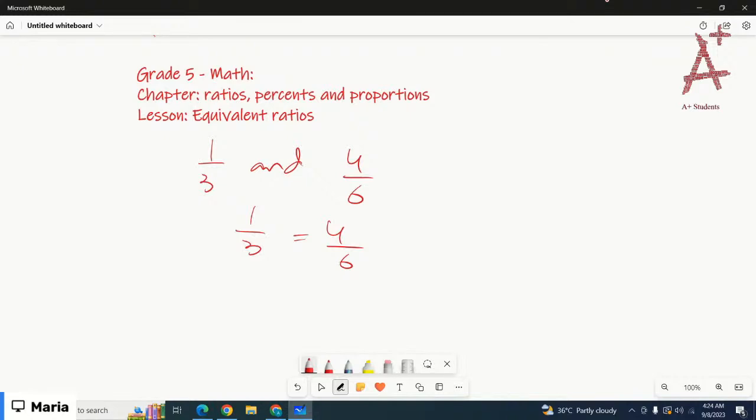And how do we see if they are equivalent? You have to cross multiply them: denominator of this one and numerator of this one, and on the other side denominator of this fraction and numerator of this fraction. If both sides are exactly equal, that means they are equivalent ratios. So right now 1 by 3 and 4 by 6 are not equivalent ratios, right?